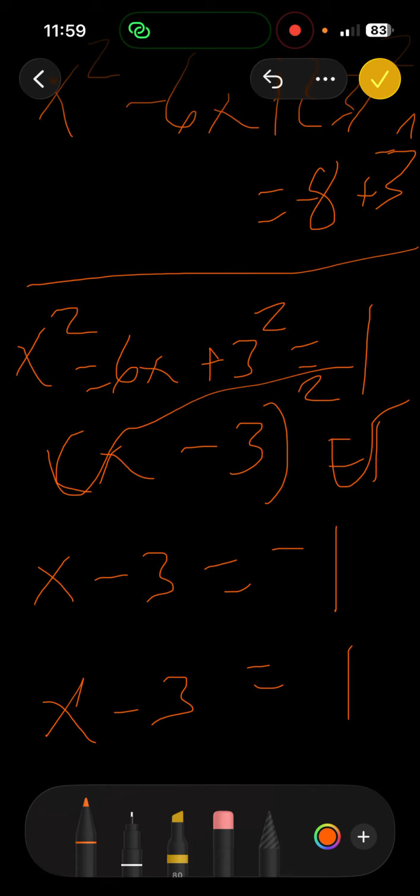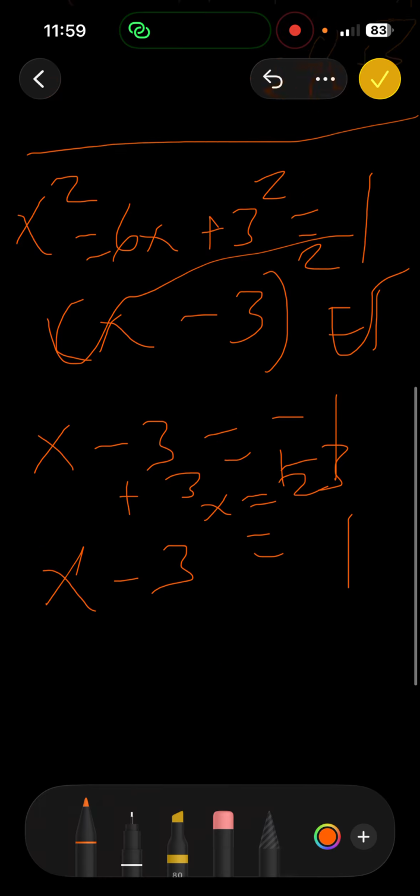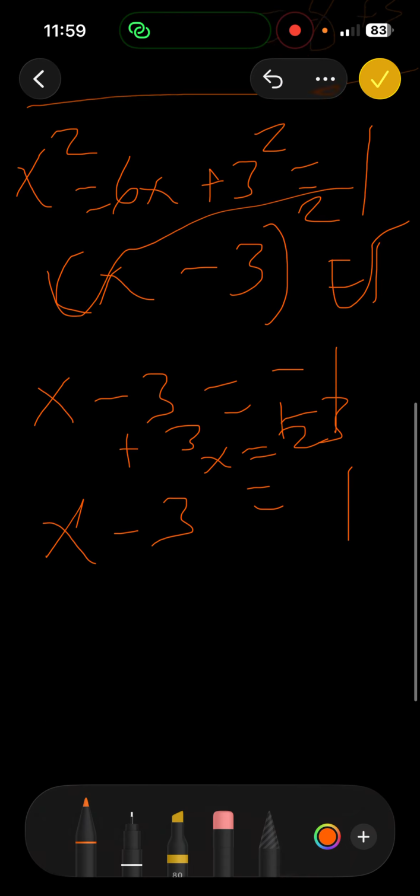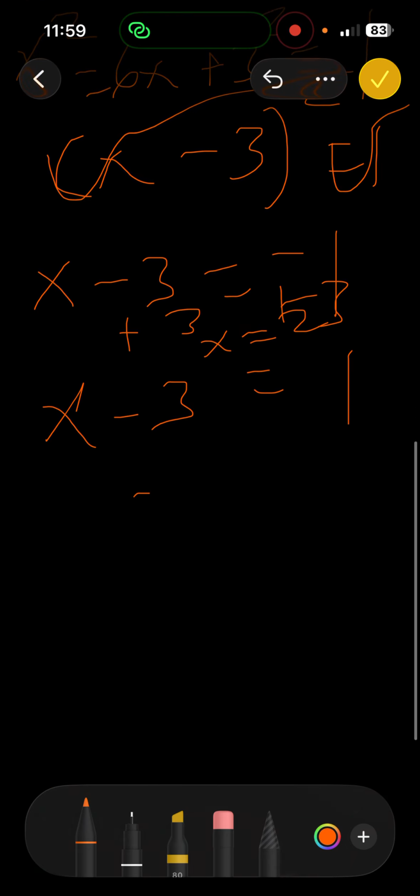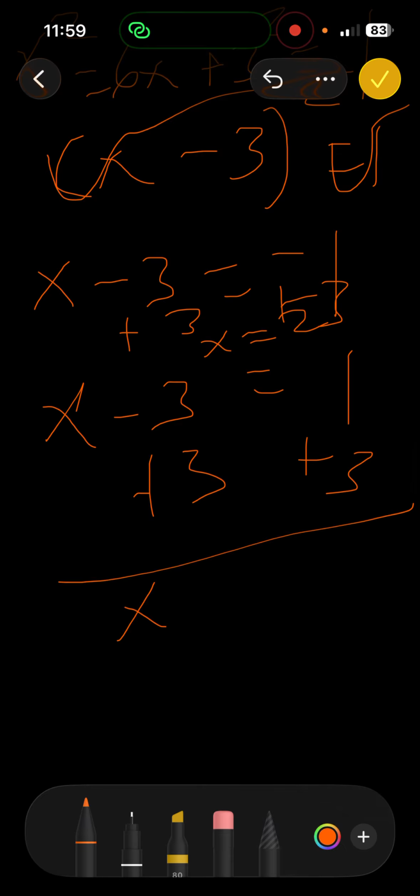Now, the solution here: for the first equation, x minus 3 equals negative 1, we're going to add 3 on both sides, and the solution to that is going to be x equals 2. And for the second one, we're going to add 3 here as well, and the solution is going to be x equals 4. So x equals 4 and 2 will be our solutions to this quadratic equation.